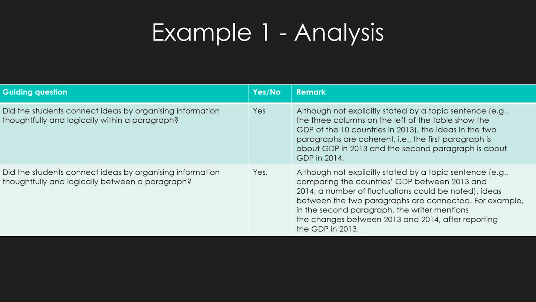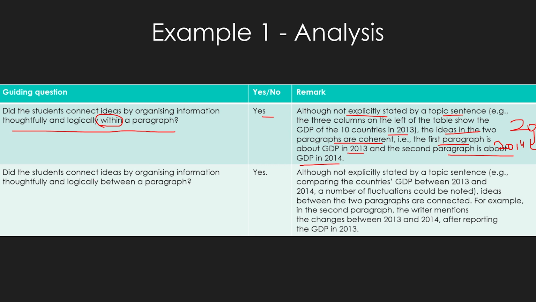So first of all, did the student connect ideas by organizing information thoughtfully and logically within a paragraph? Yes, they did, although not explicitly stated by a topic sentence. Example, the 3 columns on the left of the table show the GDP of the 10 countries in 2013. The ideas in the 2 paragraphs are coherent. That is, the first paragraph is about GDP in 2013. The second paragraph is about 2014. So they did break it down, right? They started with 2013, then they went to 2014. So that's how the ideas flowed. So it's good. Now, next thing.